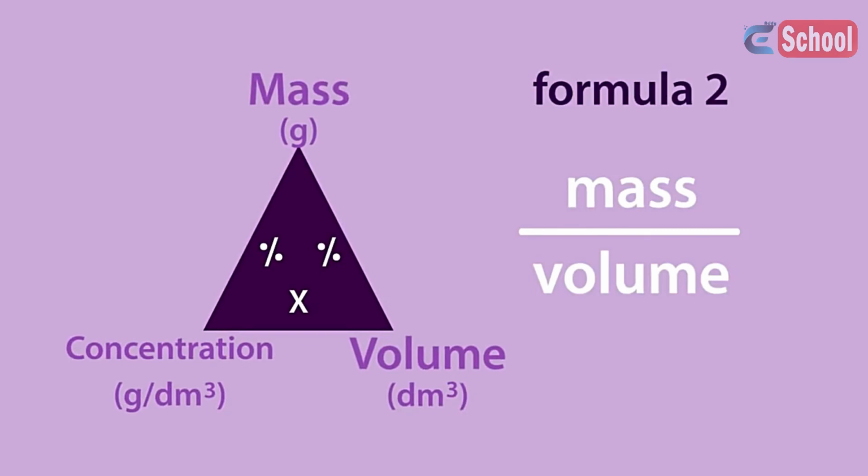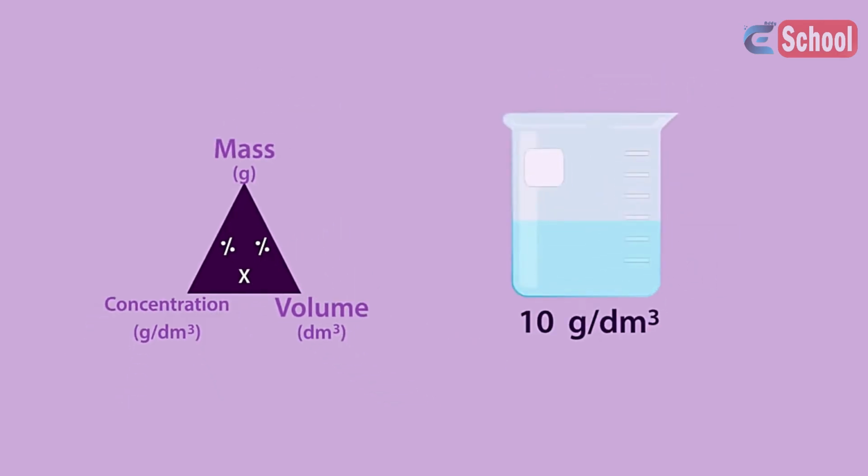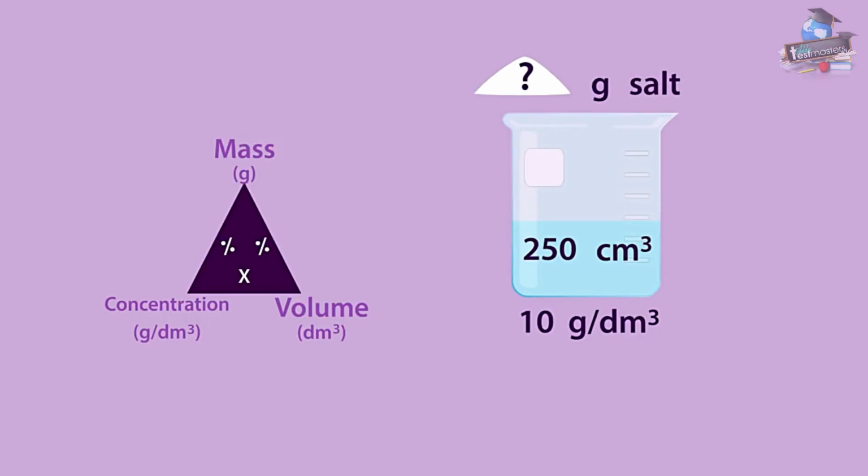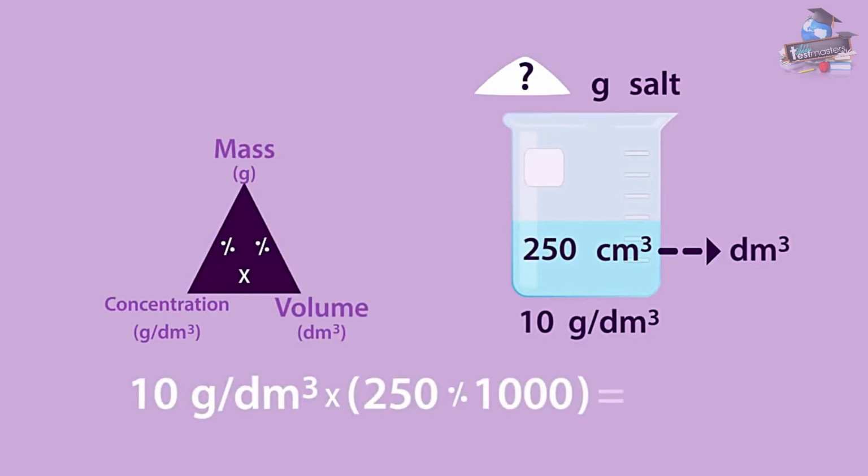Let's try a challenge. If you know that you need a 10 gram per decimetre cubed salt solution and have to dissolve it to a volume of 250 cubic centimetres, what mass of salt will you need to dissolve? Pause and write down your working out. Don't forget that you have to convert the volume from cubic centimetres to decimetre cubed. Continue when ready. The working out is shown now. Did you get it right?